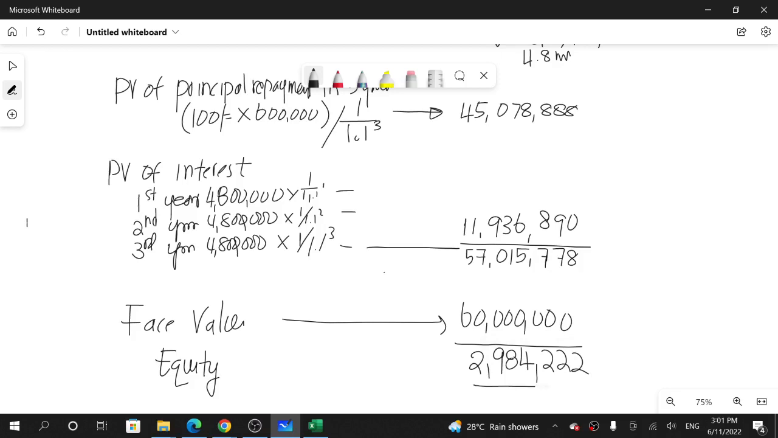So in your answer, the question asks you to separate this liability component and equity component. This is how you want to show it in the books. Then that balance will be equal to 60 million. That is what the question required. Right? Okay. So we'll take a break and come back.